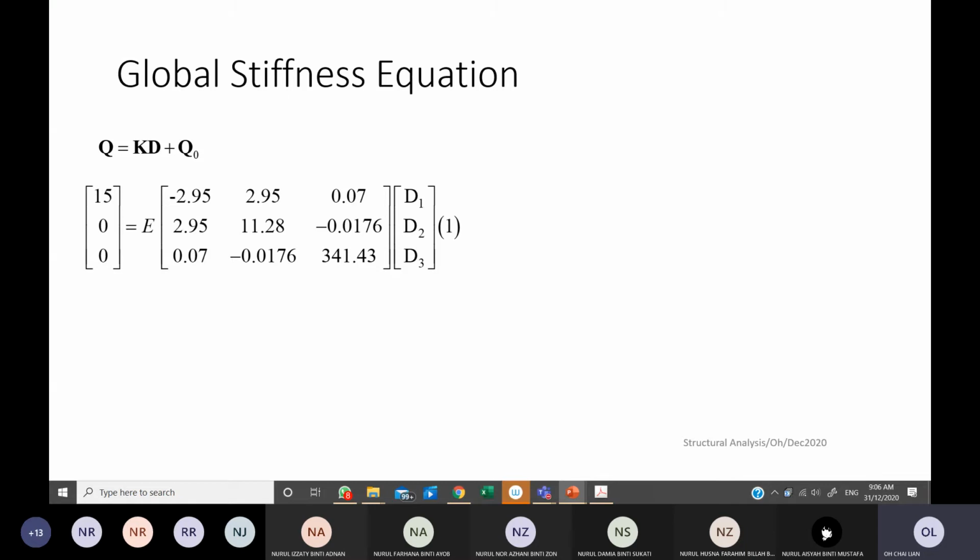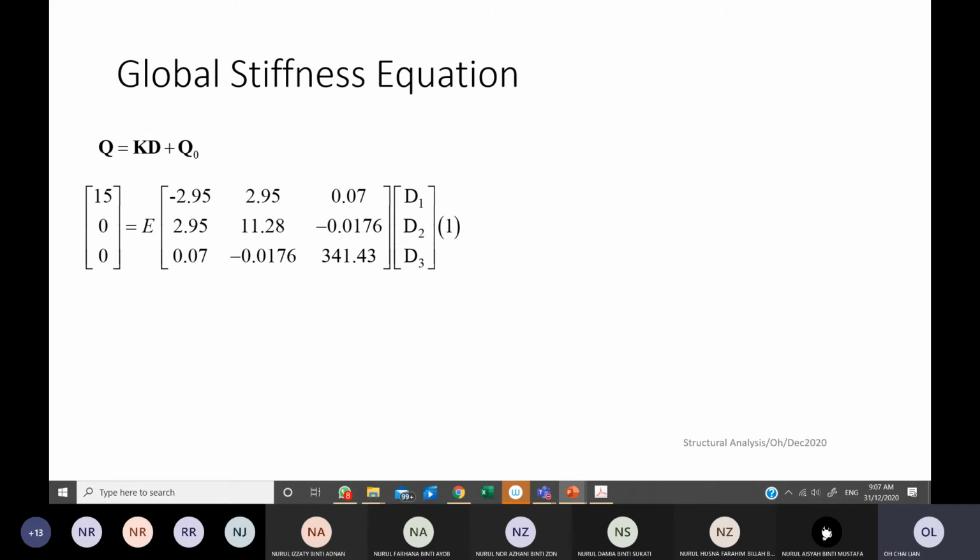Okay. So right now you can put your stiffness equation in matrix form: arrange your Q vector, arrange your D vector, arrange your structure stiffness matrix. In this case, we don't have Q naught here. Then you can solve for your D1 until D3, I think directly by your calculator should be no problem.